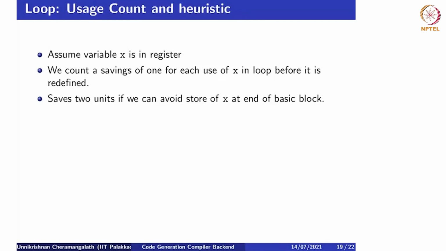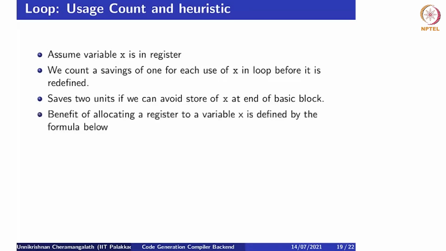The number of registers available may not be enough for the number of variables. I hope you got it. So it saves 2 units if we can avoid the store of x at the end of the basic block. The benefit of allocating a register to a variable x is defined by the formula below, like the heuristic. It's not like a proper solution that we are going to use. Benefit of x is sigma of all b in L, use(x,b) plus 2 into live(x,b).